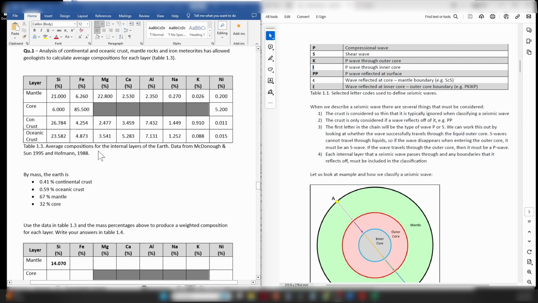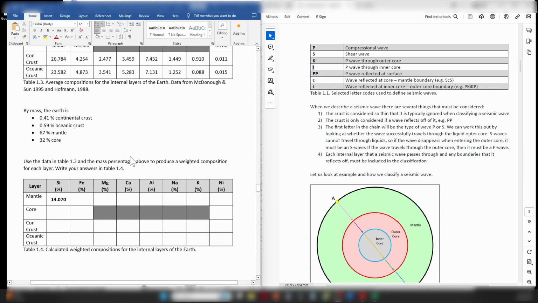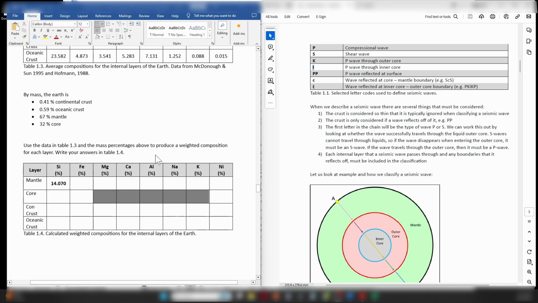So we now have these 2 pieces of information. We have our average composition for each of the 4 layers, and we know what percentage of the Earth each of those layers represents when it comes to the Earth's total mass. So what are we going to do with that information? Well, what we're going to do now is produce a weighted composition for the Earth.